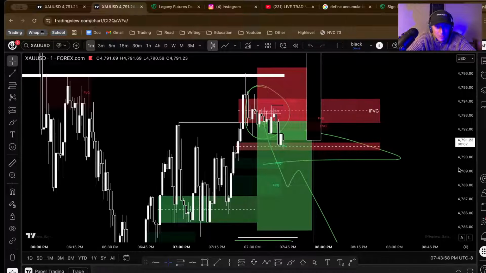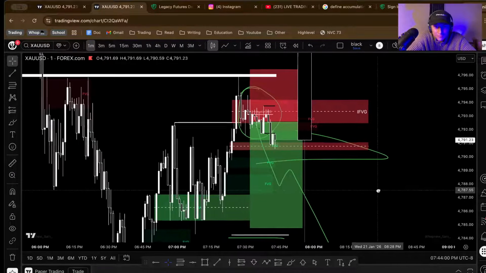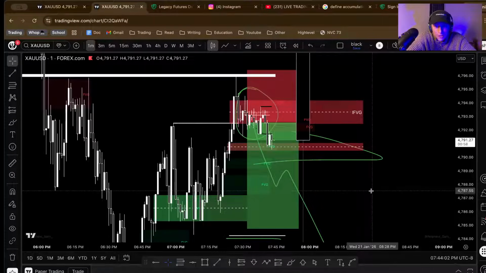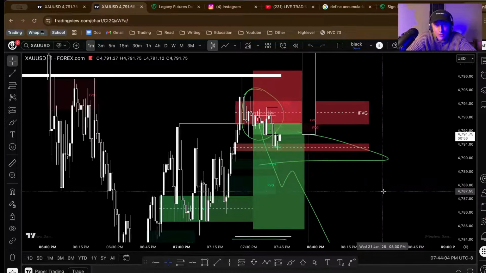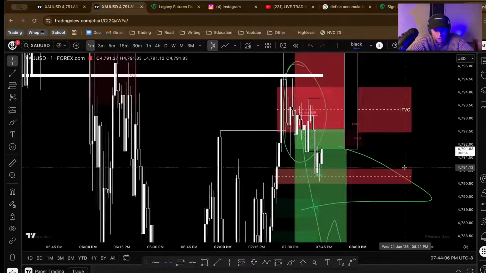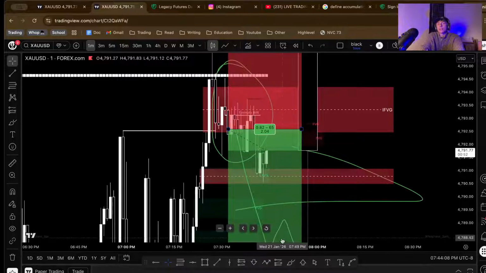Don't be putting too much risk on the line. You got to make sure you understand the setup. You got to understand the narrative. So look right here. Here's another example of us respecting this gap.